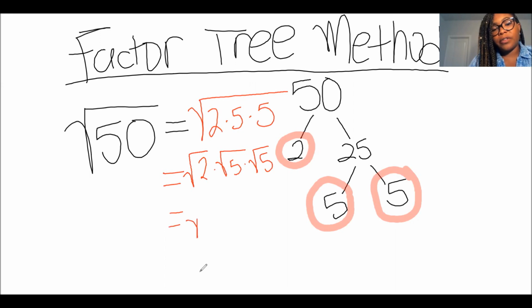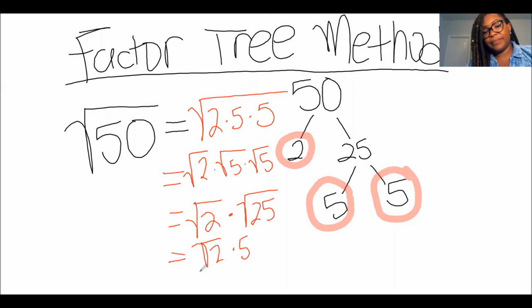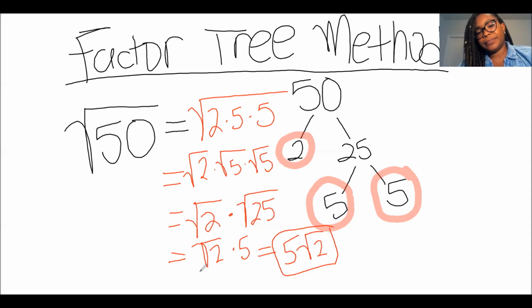So again, square root of 2. Now we're going to combine 5 times 5, which is the square root of 25, okay? And so now we have simplified the square root of 25 to just be 5. And so now we're going to combine 5 and radical 2. The whole number always goes in front of the radical. So then here you have your answer, okay?